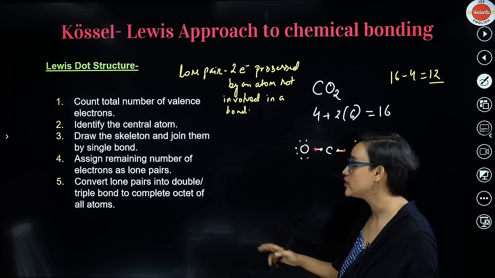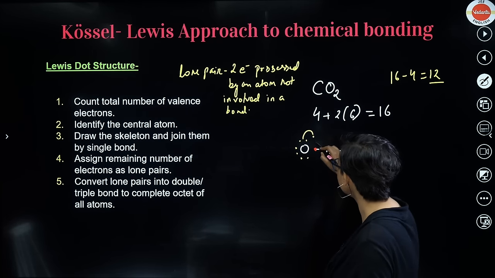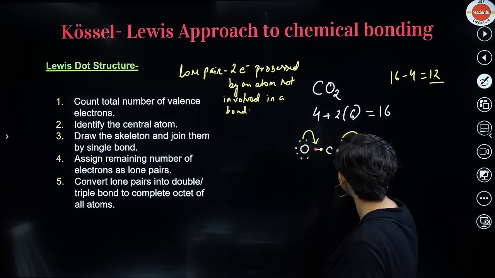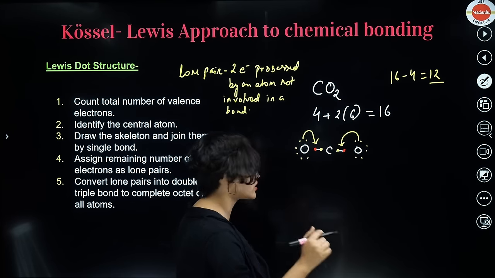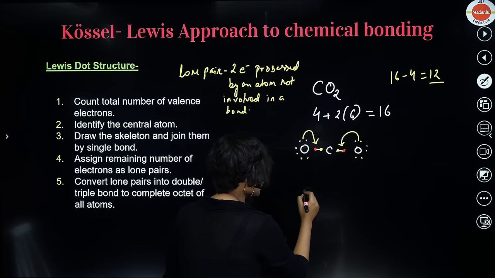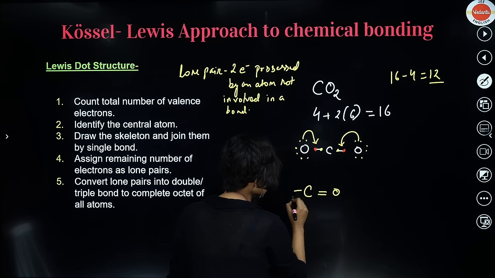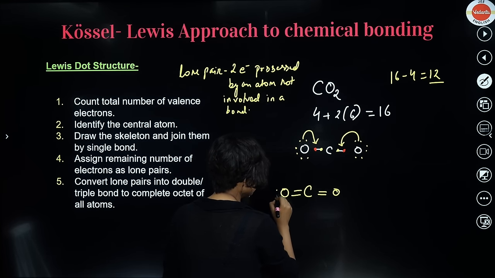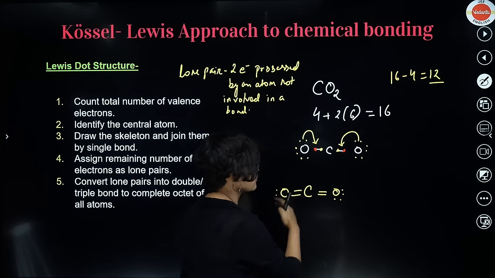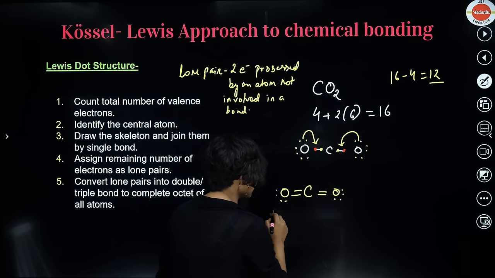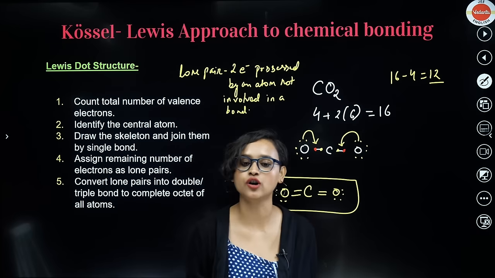Now what we will do is convert these lone pairs into a double bond. So here, this bond will become a double bond and this bond will become a double bond. That means my final Lewis dot structure will be C double bond O, C double bond O, and the remaining 1, 2, 3, 4 electrons I have drawn. And this, my dear student, is my final Lewis dot structure.